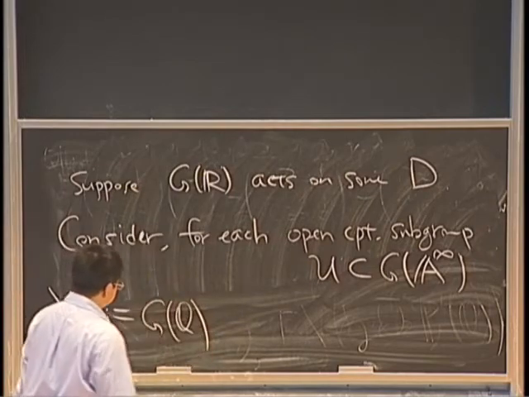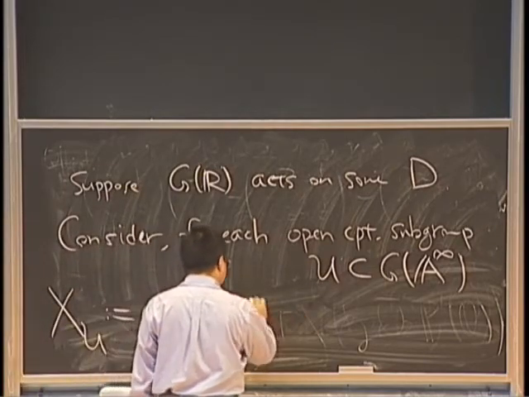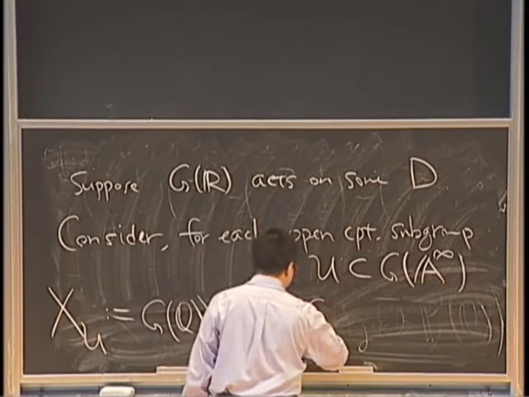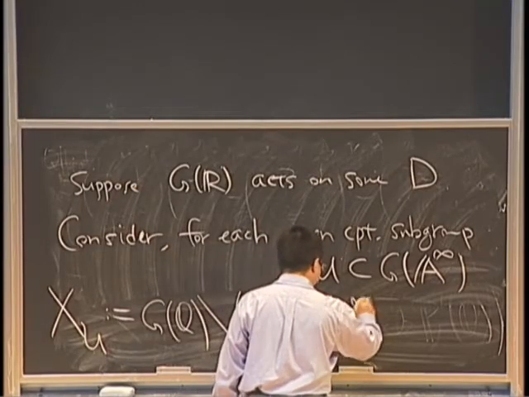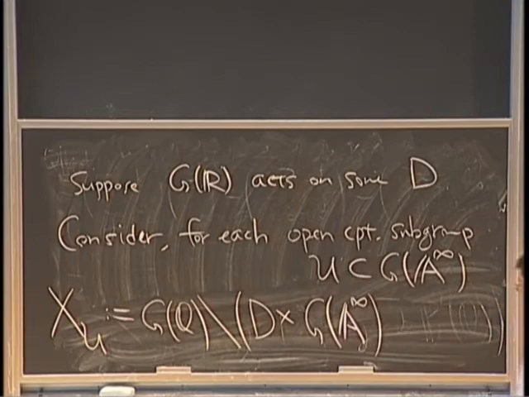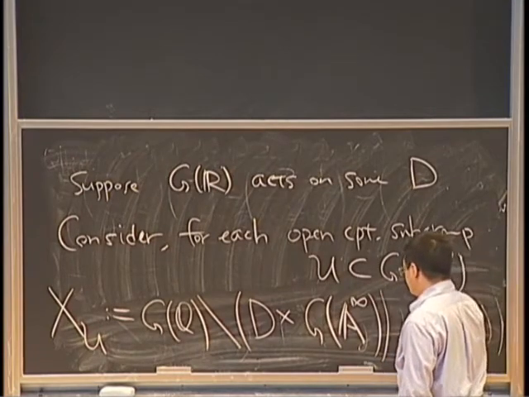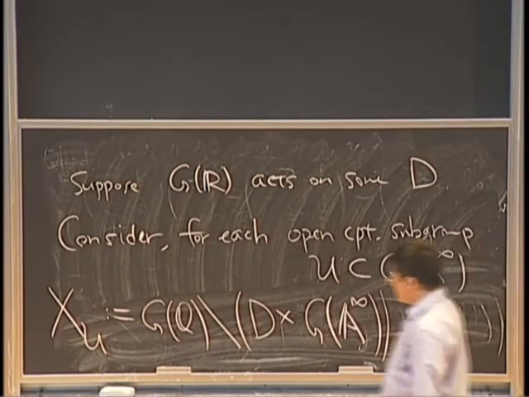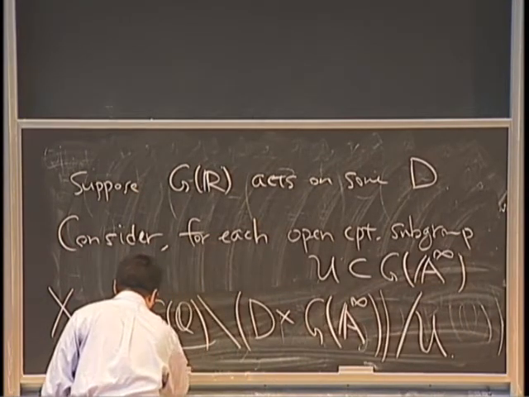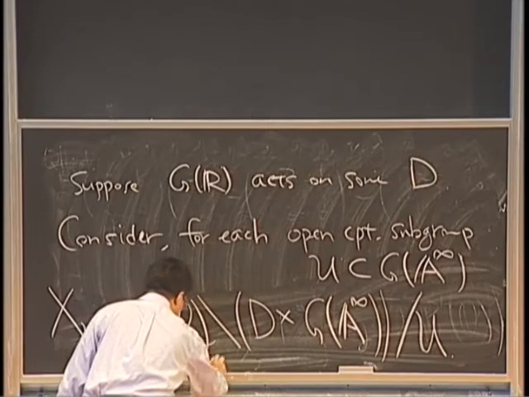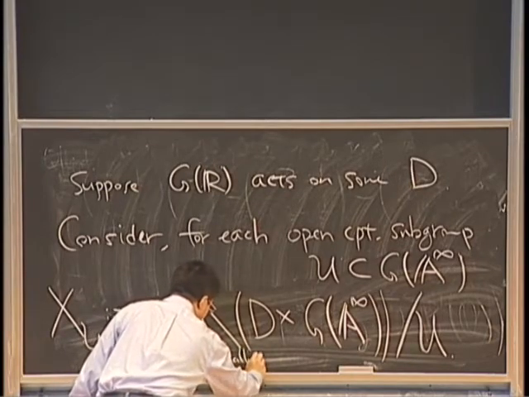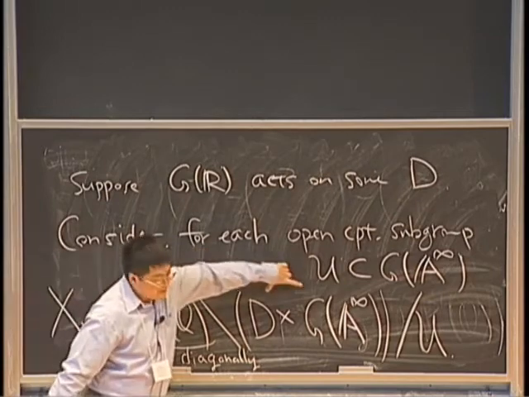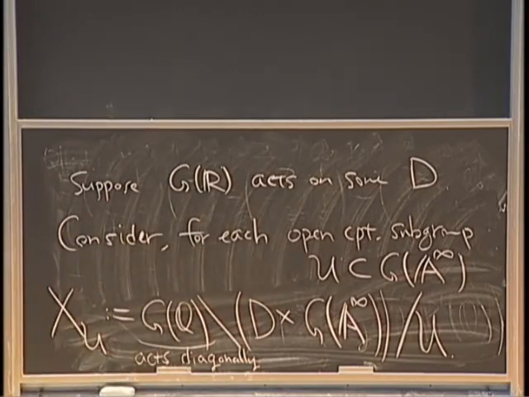We quotient from the left by GQ, and we consider this D cross G finite identity points, and then we mod out U from the right. But somehow I have to explain how the things act. So this thing acts diagonally. It really acts simultaneously on both vectors. And this is possible because we have a GR action on D. GR contains GQ, so you can have this.